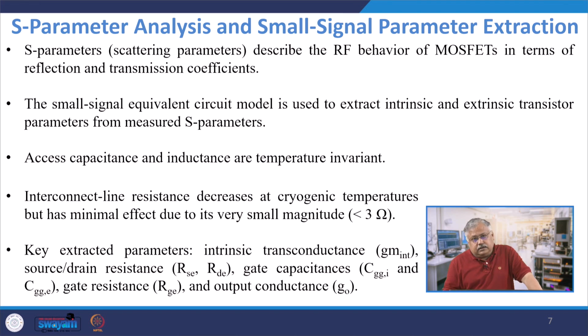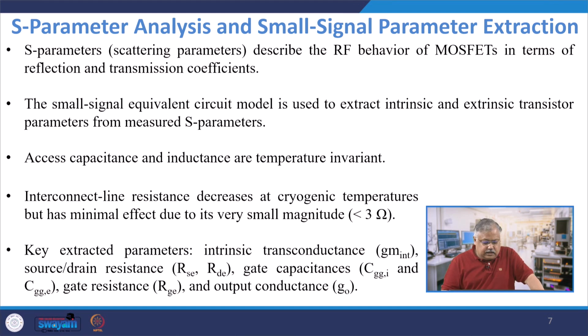We assume that the access resistances and inductances are temperature invariant. They are almost constant with respect to temperature. Now, the resistance of the interconnect line decreases at cryogenic temperature, right? But due to its very small magnitude, of the order of even less than 3 ohms to 5 ohms, it generally doesn't influence much at cryogenic temperature.